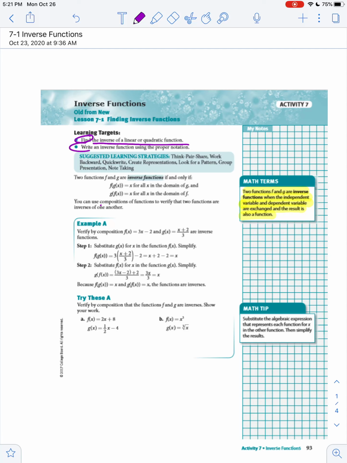So in lesson 7.1, we're going to be finding inverse functions. So two learning targets today. One, find the inverse of a linear or quadratic function. And two, write an inverse function using the proper notation.